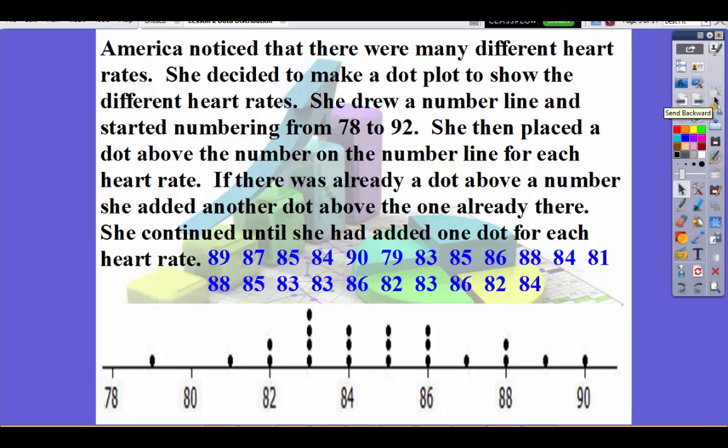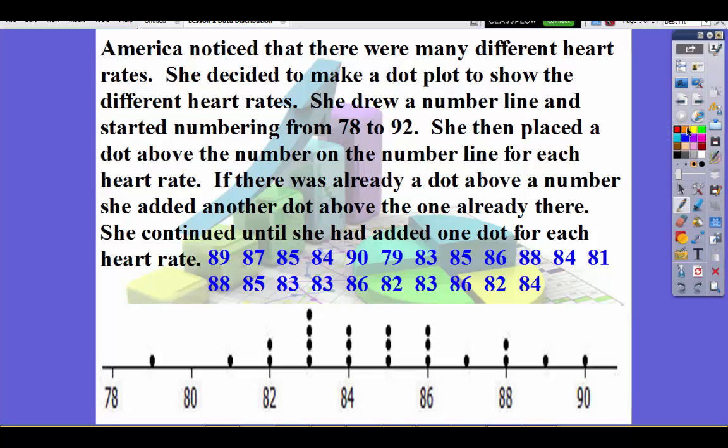Okay, so America noticed that there are many different heart rates. She decided to make a dot plot to show different heart rates. She drew a number line and started numbering from 78 to 92. If you'll notice here, I cut it off at 90 just because there's no 92 value. She then placed a dot above the number on the number line for each heart rate. If there's already a dot above a number line, she added another dot above the one that was already there. She continued until she added 1 dot for each heart rate.